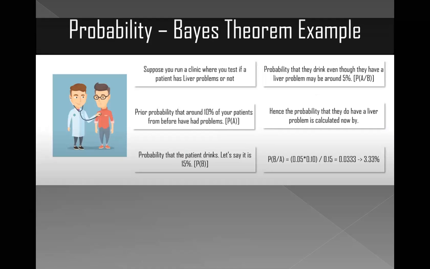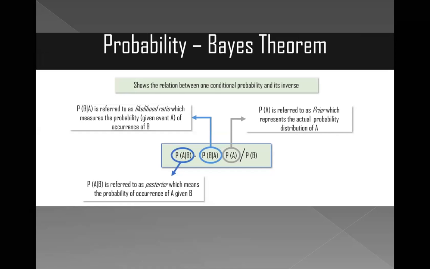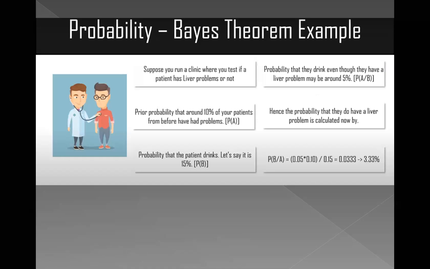I tried to cover this while taking a session on the Bayes theorem. So what is the probability? Now, Bayes theorem examples: where do we use this theorem? This is a very simple application. Suppose you are running a clinic where you test whether a patient has a liver problem or not. That is what you want to know. And the prior probability of a patient having a chronic liver disease is 10%.